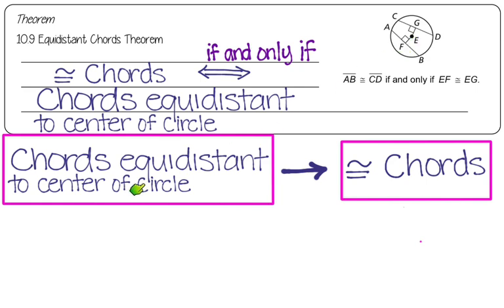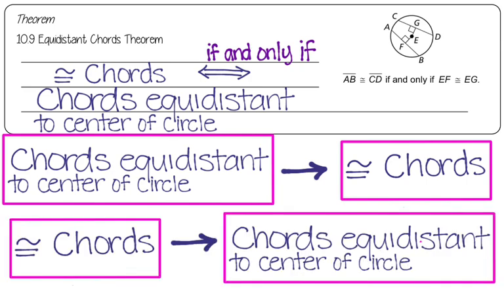Now that also means if they are equidistant, then the chords themselves are congruent. So this is one that we're going to use a lot. When we know that chords are equidistant, we know that the chords must be congruent. That's if and only if, which means it works either way.